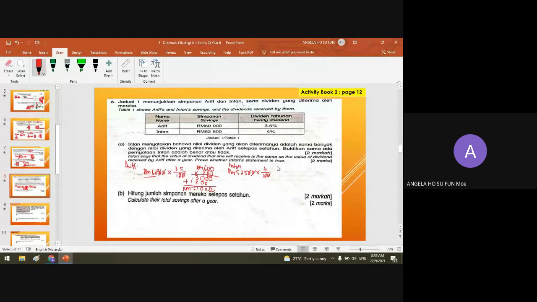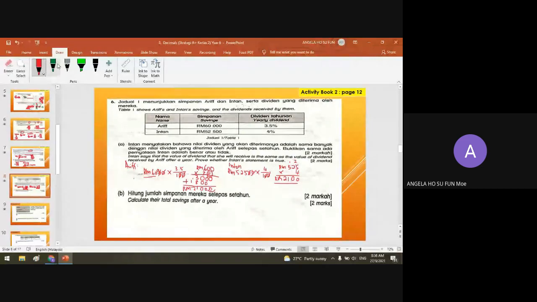So this is equals to 525 ringgit times 4. 4 times 5 is 20. 4 times 2 is 8 plus 2 is 10. 4 times 5 is 20 plus 1 is 21.